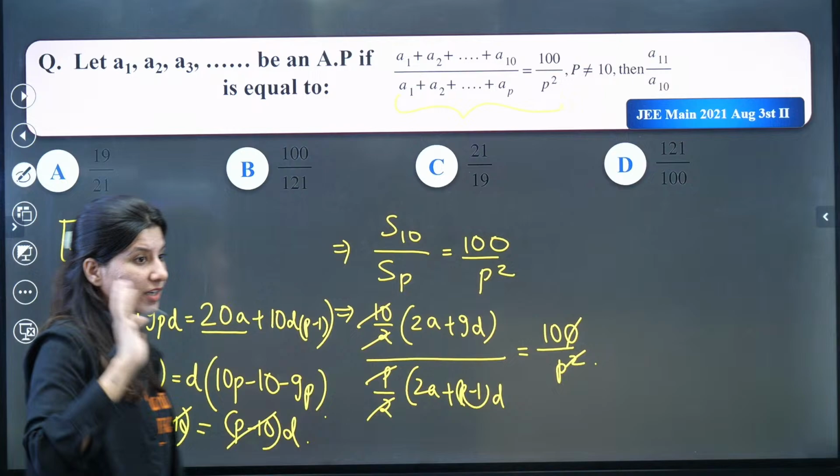Now what we need to figure out is A11 by A10. A11 is nothing but A plus 10D upon A plus 9D. So D can be replaced by 2A. So A plus 10 times 2A, A plus 9 times 2A. A will cancel out. 21 upon 19 is the correct answer. 21 upon 19, option C.